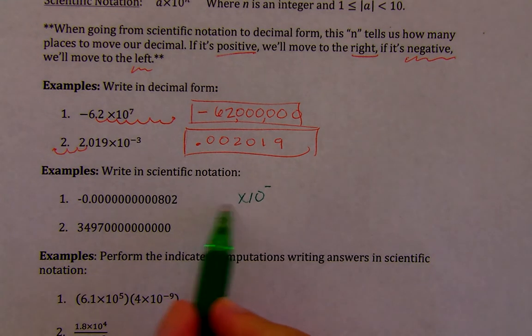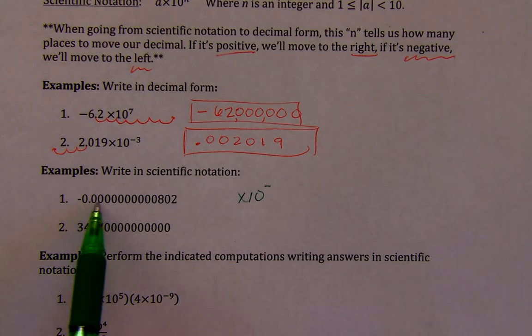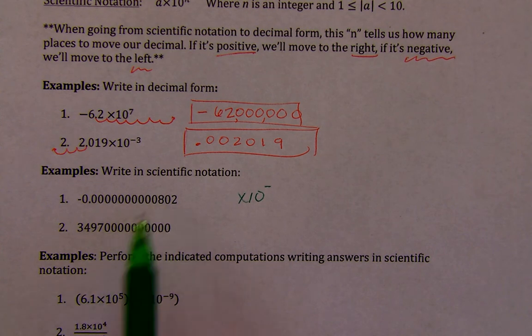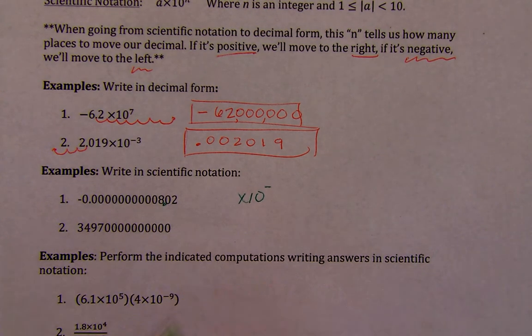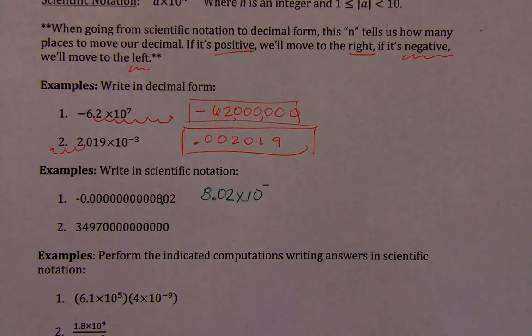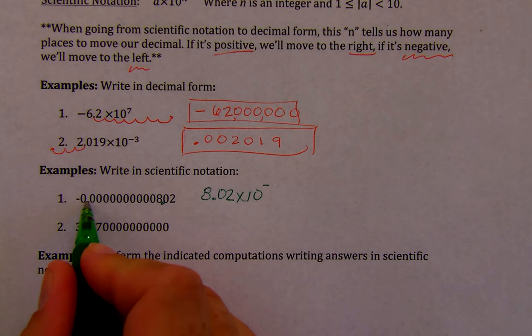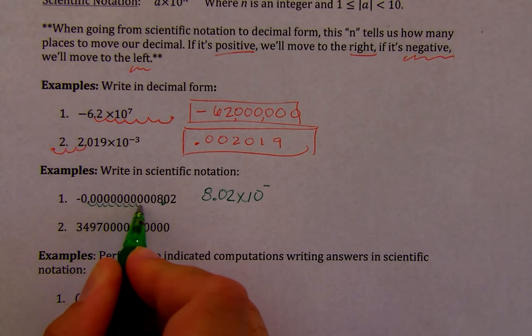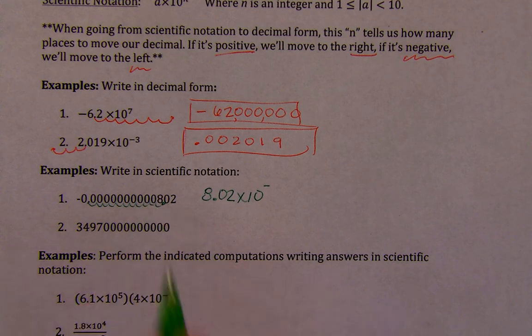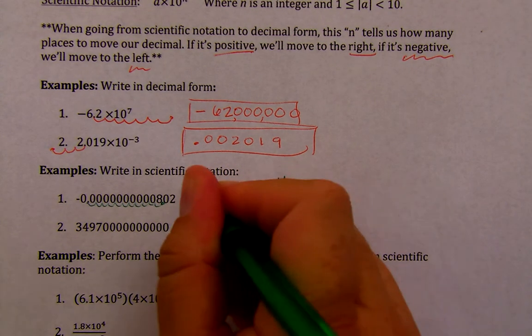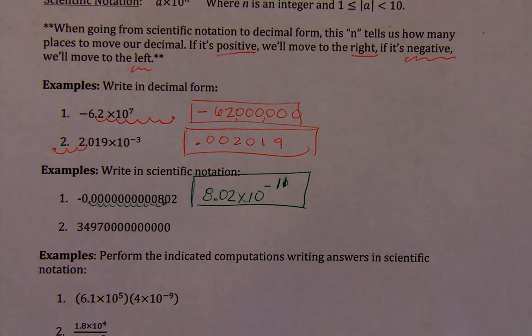there. Now we want to find what our a value is, and looking at my decimal here, the first non-zero digit is an 8. So my a value, we want to be 8.02. And the only thing we have left to figure out is how many spaces did my decimal move. Well, it moved 1, 2, 3, 4, 5, 6, 7, 8, 9, 10, 11 spaces. So this is what our number would be written in scientific notation.